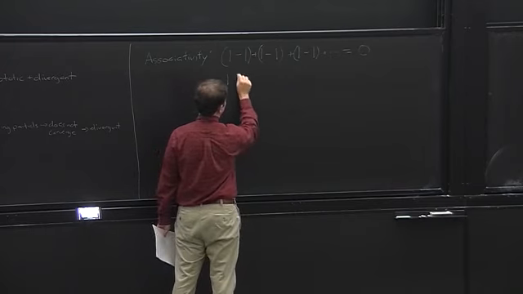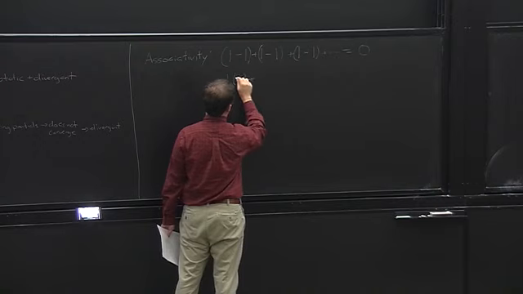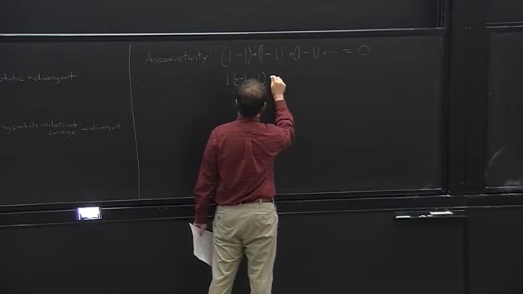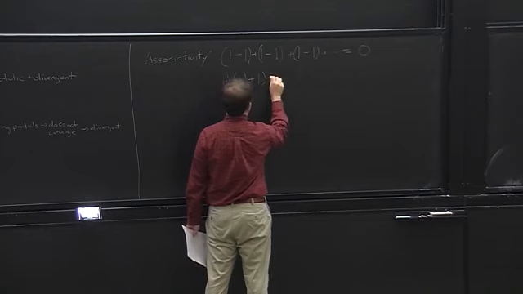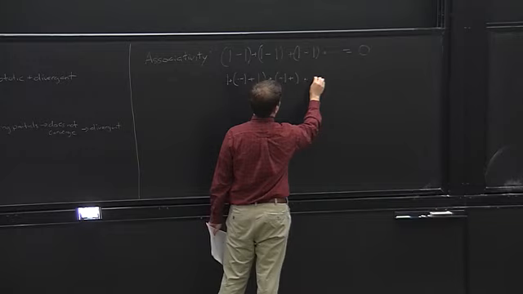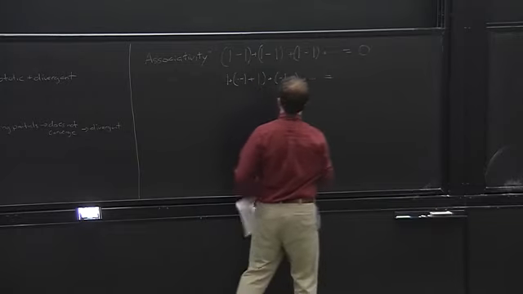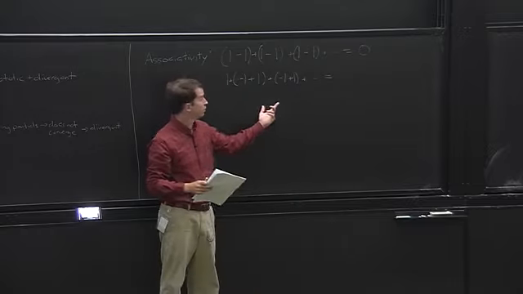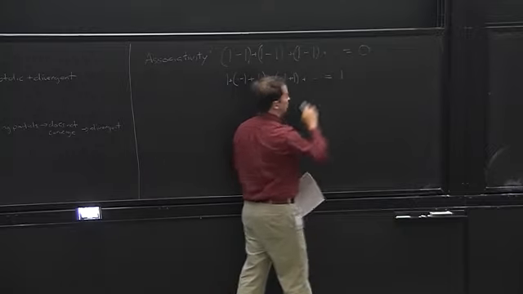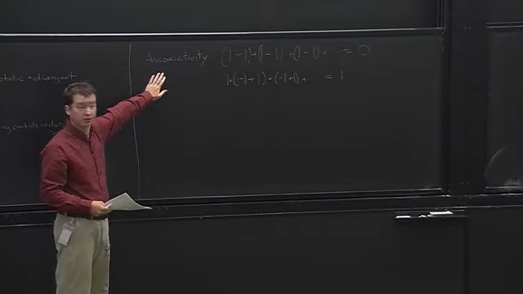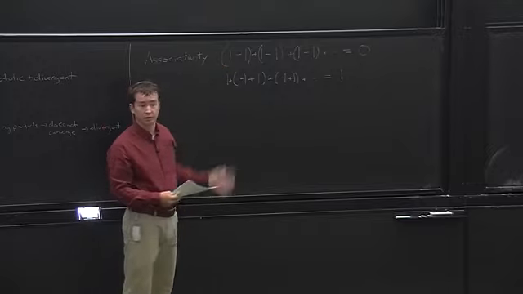If it's associative, though, I can also put in parentheses between the second and third term and the fourth and fifth term, in which case Grandi's series is 1 plus 0 plus 0 and so on, and therefore Grandi's series sums to 1. So if I assume addition is associative, I get a contradiction.